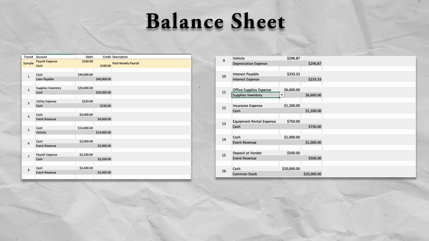Loans payable has an account balance of 40,000, while interest payable has a balance of 233 due to interest accrued over time. Common stock has a balance of 20,000, while retained earnings has accumulated a profit of $4,833.